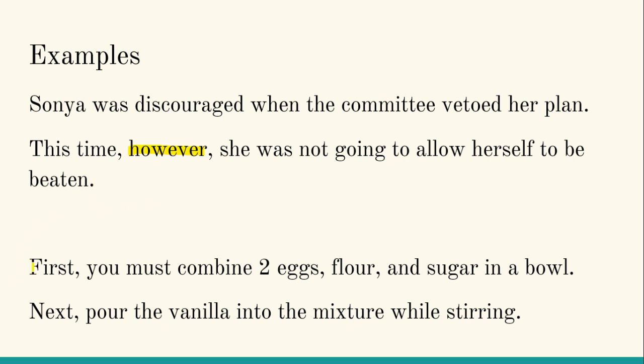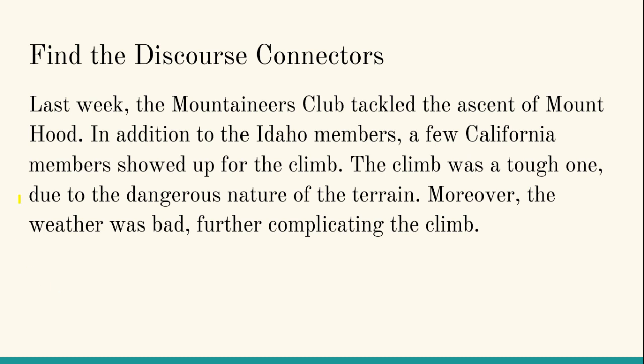This has an identifying word for sequence. "First you must combine 2 eggs, flour, and sugar in a bowl. Next, pour the vanilla into the mixture while stirring." This type of summary for discourse connectors is very clear. It starts with sequential words and signifiers that are easy to pick up on. Let's see if we can find something in a longer, more complicated example.